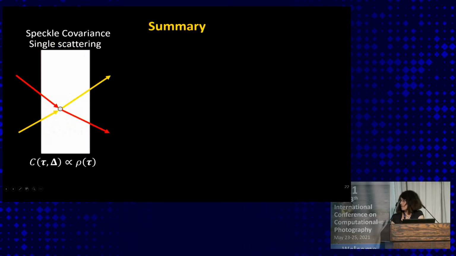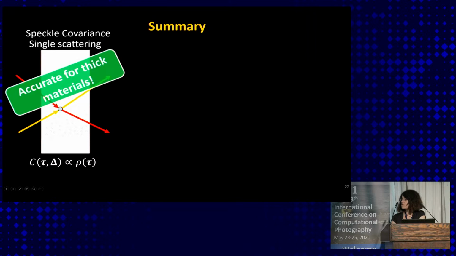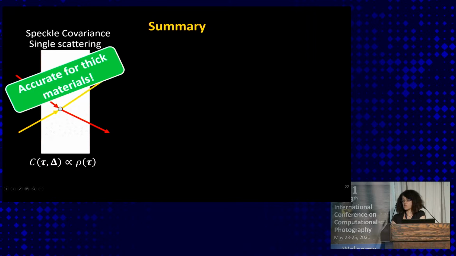So to summarize this talk, we introduced an analytic model for speckle covariance based on the single scattering approximation. Unlike the intensity case, our model can explain speckle covariance even for thicker materials, where most of the paths scattered multiple times. The reason for that is that all these multiply scattered paths have very different phases, and they interfere destructively and do not contribute to the covariance.